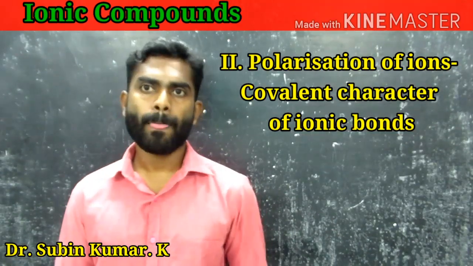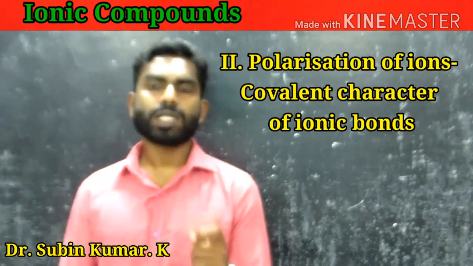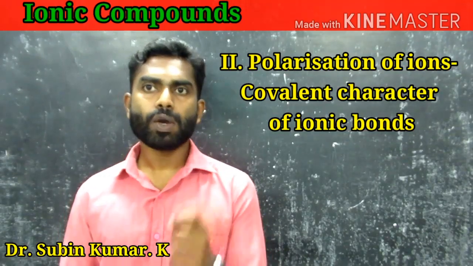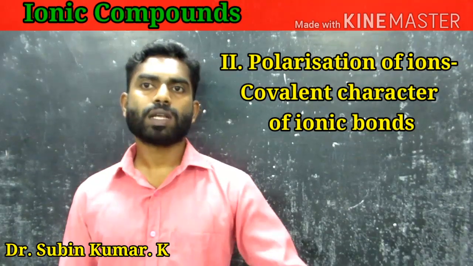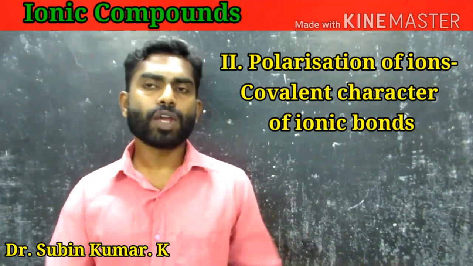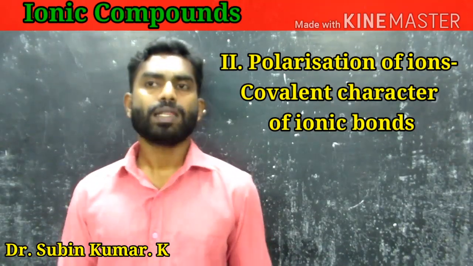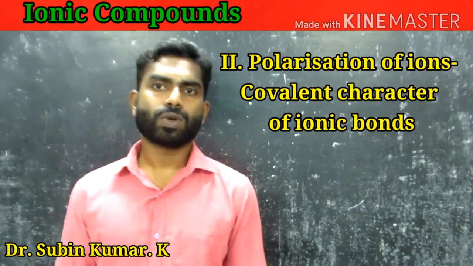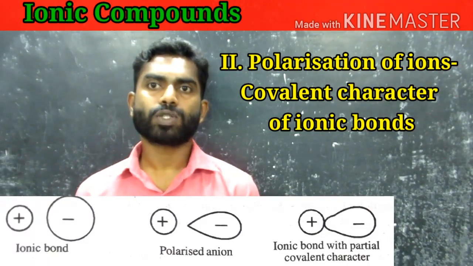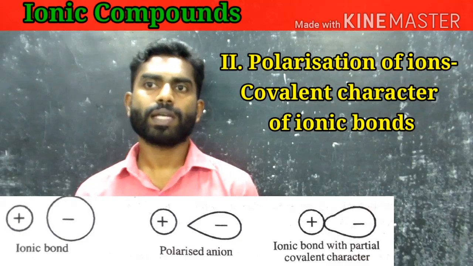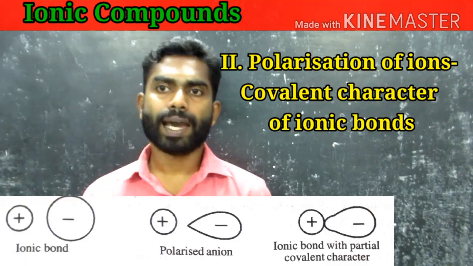If the degree of polarization of the anion by the cation is quite small, the bond remains largely ionic. However, if the degree of polarization is significant, the electron density gets drawn from the anion towards the cation, producing a build-up of electron density between the two nuclei, just as what happens in a covalent bond. This induces a large degree of covalent character to the bond.